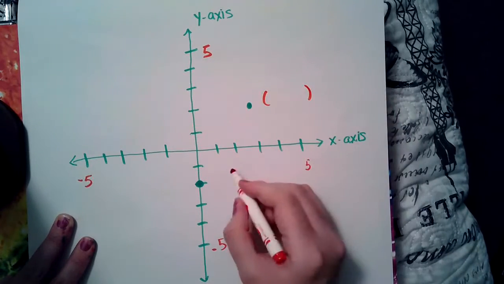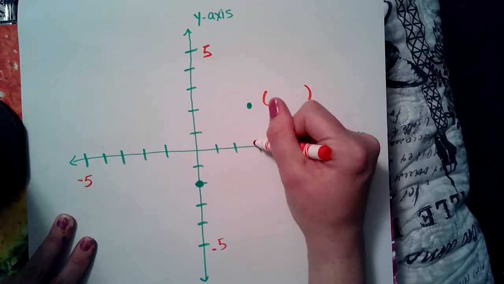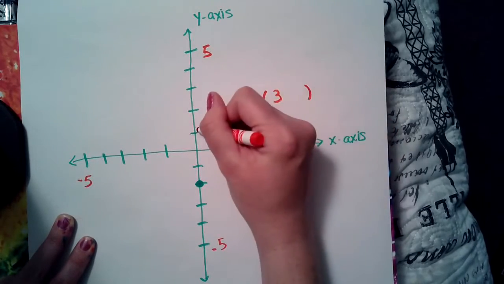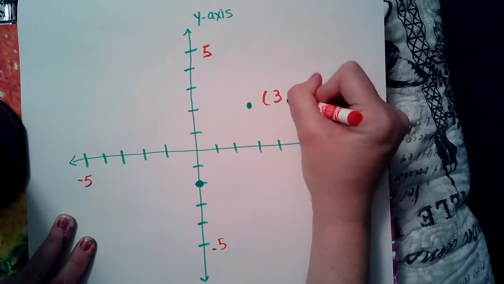Now, what I want you guys to be able to do is to find the x and the y. So this is over 1, 2. Just imagine that that's perfectly with the 3. So my x is 3 and my y is 2.